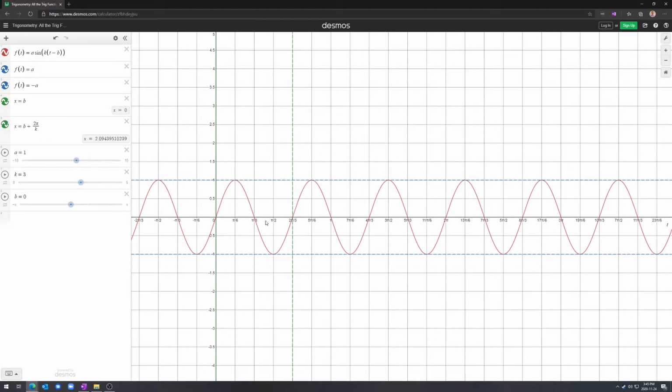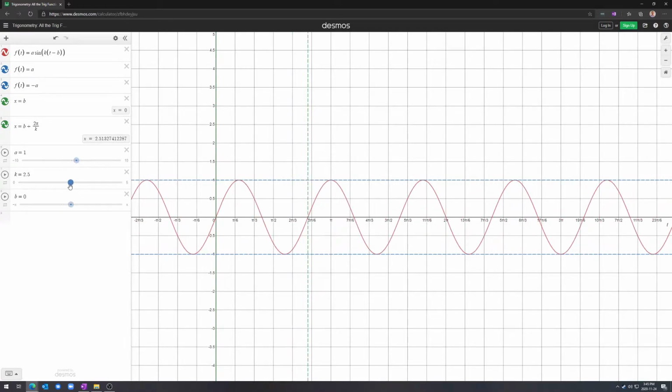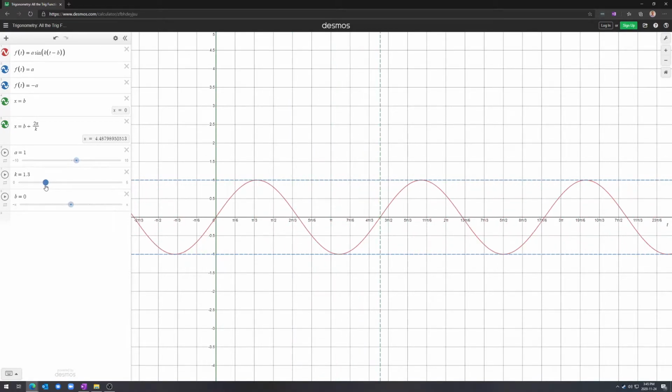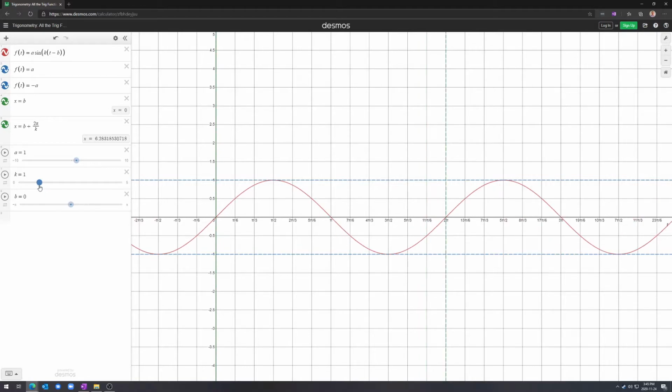And another thing you can think of, if k is equal to 3, I get 1, 2, 3 periods in the time that I would normally get a single period. All right, now if k gets smaller, and I maybe reduce it back to 1 first so we can see the original graph. If I now bring this down to 0.5, watch how quickly the graph stretches out.